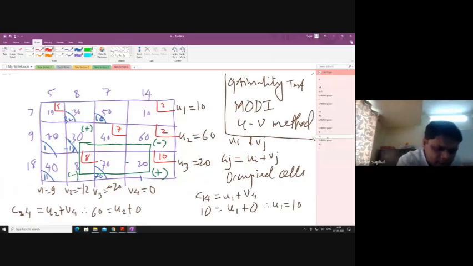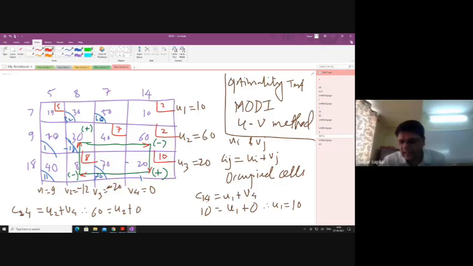I have started from this point, come to this point, and taken the turn where the occupied cell is there. Next, I have taken the turn where the occupied cell is there. Then I have taken the turn where the occupied cell is there, and I have reached the original point. So this is my closed loop. Are you getting me? Okay. So where you have started, mark a plus sign, then minus, plus, minus, plus alternately. Is it okay?